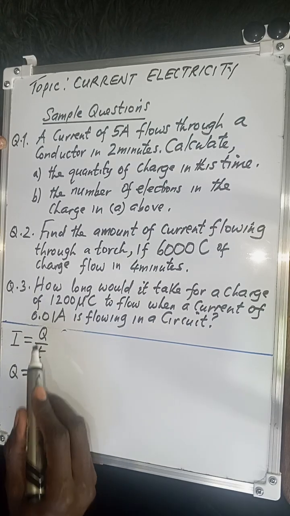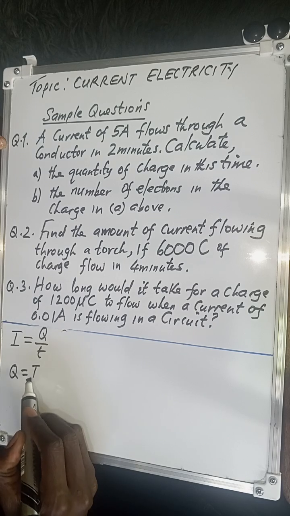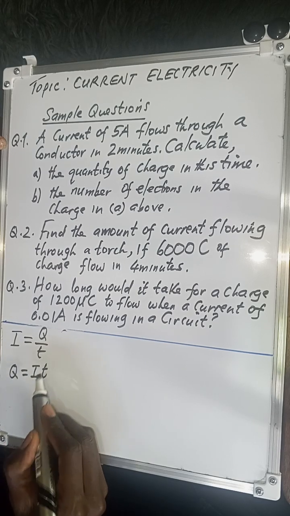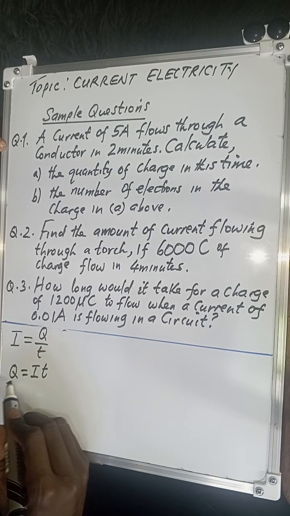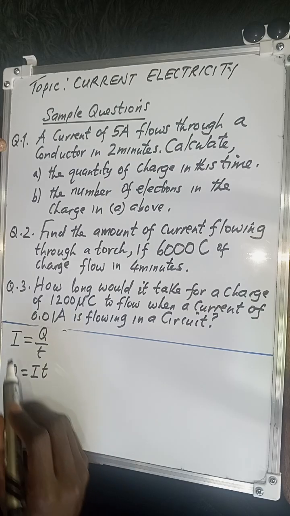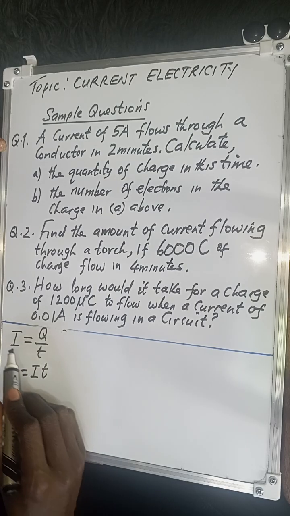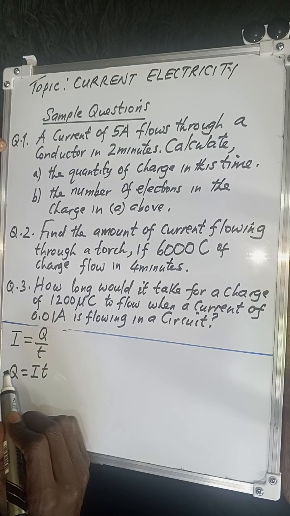So making Q the subject of the formula, you are going to have charge is equal to current multiplied by time, or charge is equal to I t in this case. And remember, the SI unit for charge is coulombs, the SI unit for electric current is ampere.